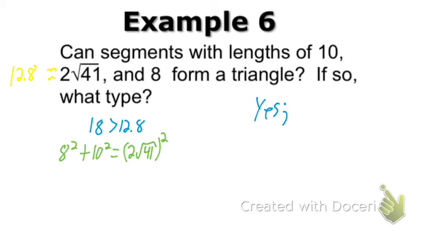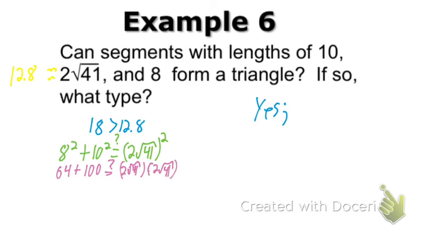All right. So what is 8 squared? Or sorry, we're saying, does it equal? What is 8 squared, though? 64. What is 10 squared? 100. And we're seeing, does this equal 2 times the square root of 41 squared? We're going to write that twice, right? Okay. So that's 2 times the square root of 41 times 2 times the square root of 41. We have to square the entire thing.